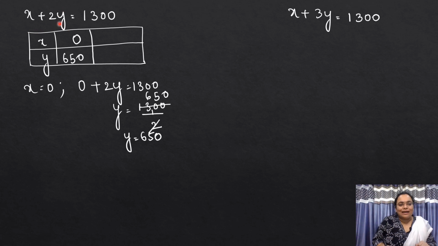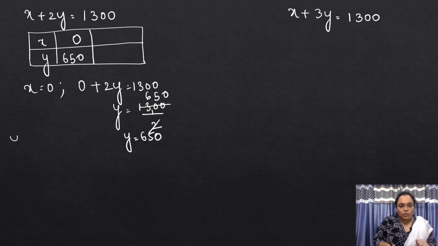So if you take y is equals to 100, okay? This will be 200, right? So if you send it to RHS, this will be 1100. Again, you will get x is equals to 1100, which is a bigger number. So let us see if we can take y is equals to 600.